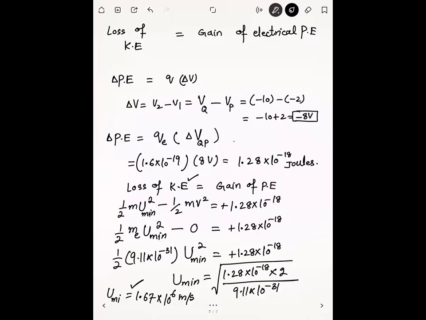Next slide will be about potential gradient and then graph of electric field. 2 more slides are remaining.